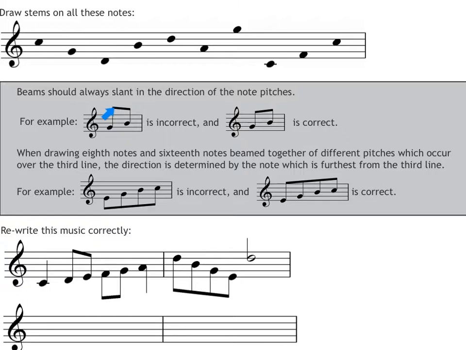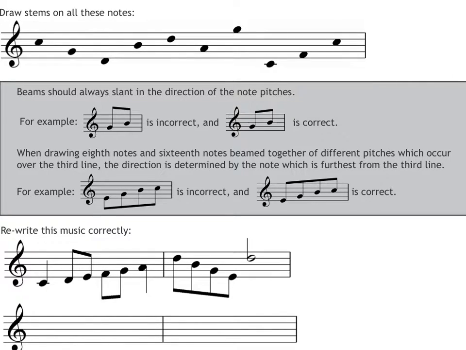Notice how this beam is slanting down. That is incorrect. Notice how it gives us a huge long stem on this note and a short stem on that note. We don't want that. We want all the stems to be about the same so that it looks a little more pleasing to the eye. So this is incorrect, but this one here, notice how the beam goes a little bit up, just a little bit slanted up because the melody goes up. We want the beam to follow the general direction of the melody.